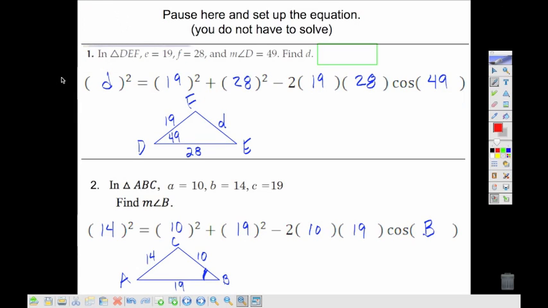Okay, so here we can check our answers. Notice in the first one when I set it up, D was across from angle D, which was given to us. So I started by putting the 49 in, and I put the D across from that. And then the other sides, the 19 and 28, I just filled in the other spots. For the next one, we were looking for angle B, so I started by putting the angle B in there. And then judging on our picture, I noticed that 14 is across from B, so it also needs to be across from that in the formula, and I plug in the other parts as we go.